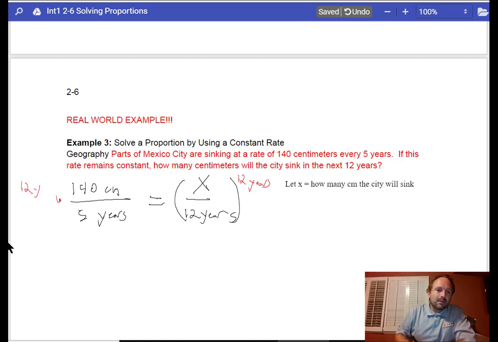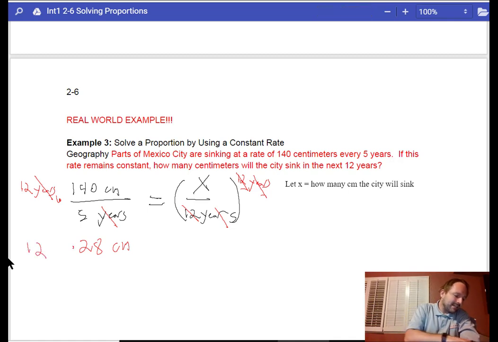If I multiply by years, years and years will cancel, 12 and 12, and I'm going to be left with centimeters. So now all I have to do is do 12 times 140. But I don't want to do that. 140 divided by 10 is 14. But if 5 is half that, that means it would be twice as much. So this would be 28 centimeters times 12.